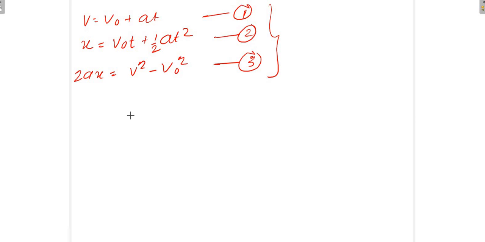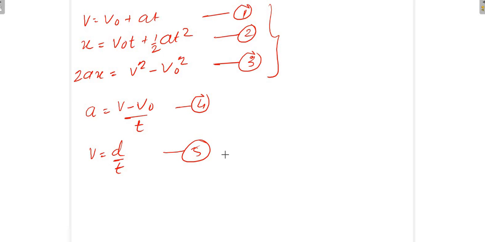What do you mean by uniform accelerated motion? When the motion is having uniform acceleration, that is, velocity versus time curve is a straight line with positive slope, right? In addition, this formula is always true. That is v minus v0 divided by time is acceleration. Basic formula is there, and velocity is displacement divided by time. So all these basic formulas are already known, and I hope you already know these formulas, right? So with these formulas, we are going to discuss the uniform accelerated motion related numericals, right?